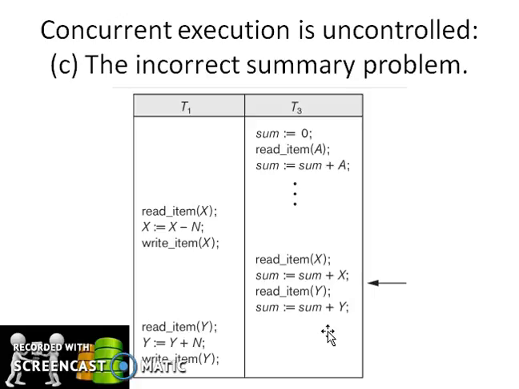So far we have discussed the lost update problem, the temporary update problem or dirty read problem, and the incorrect summary problem. These three problems are due to the lack of control on concurrency.